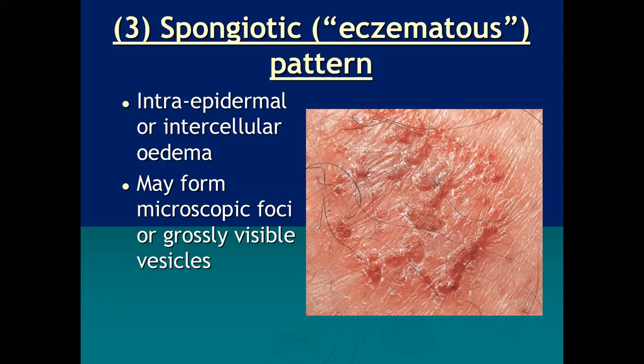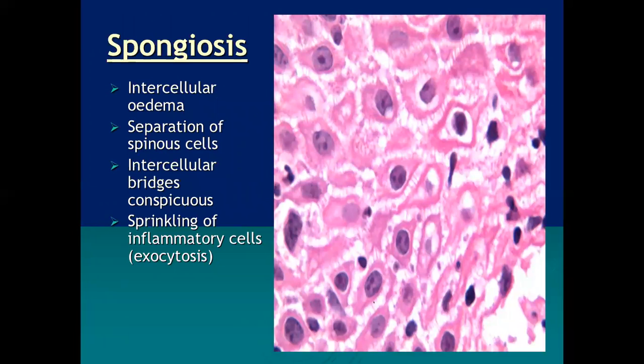Then the third pattern of tissue reaction is the spongiotic pattern, which is also called the eczematous pattern. This is characterized by intraepidermal or intercellular edema, which may form microscopic or grossly visible vesicles. Spongiosis is the intercellular edema. These are the rete ridges and they are connected by the desmosomal junctions. Usually, the cells are so close to each other that the desmosomal junctions are not visible.